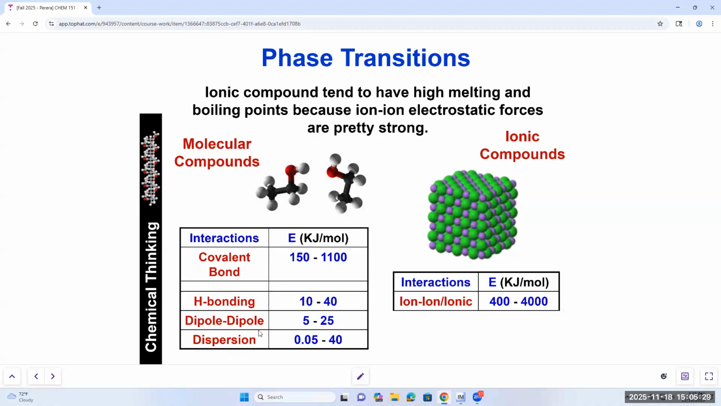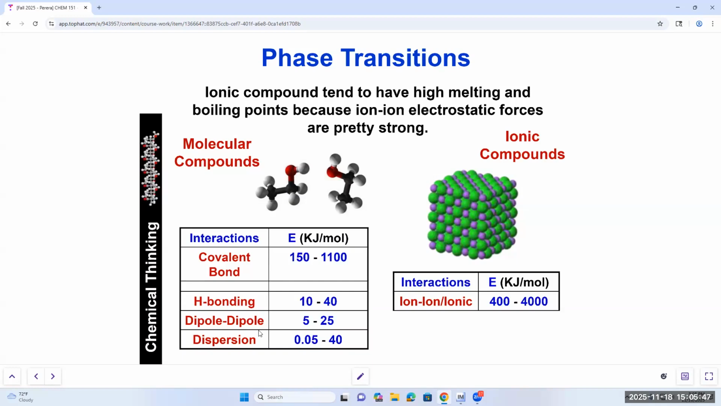100 degrees Celsius, right? Does anybody know, not the boiling, but the melting temperature of sodium chloride, your table salt? Does anybody know? It's 800 degrees Celsius. Okay. Why?